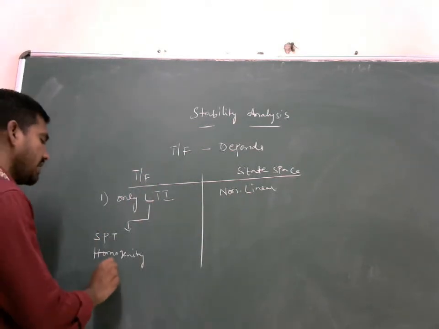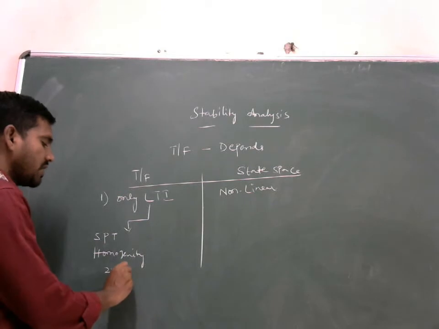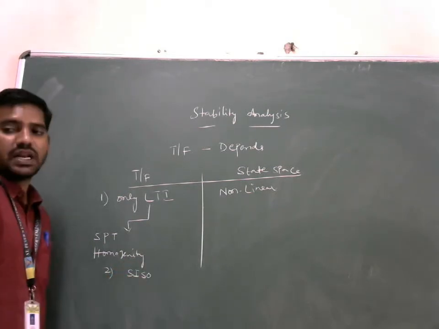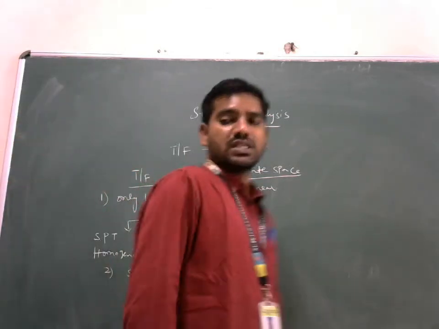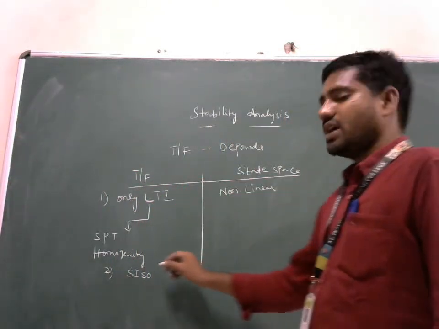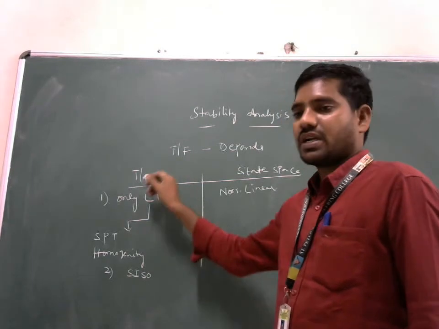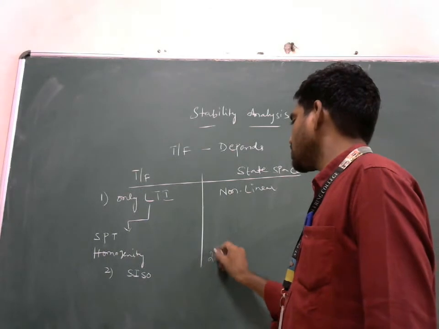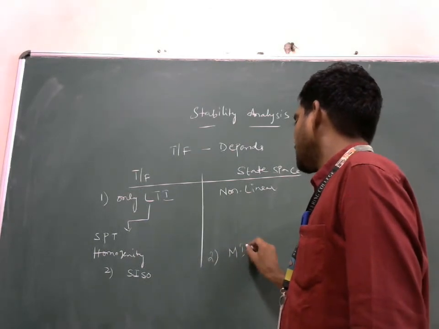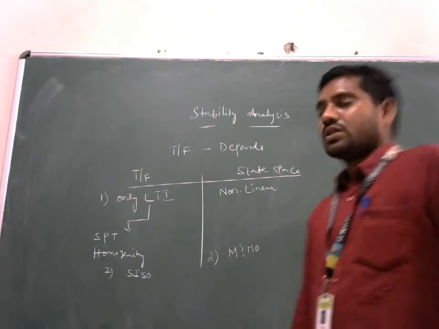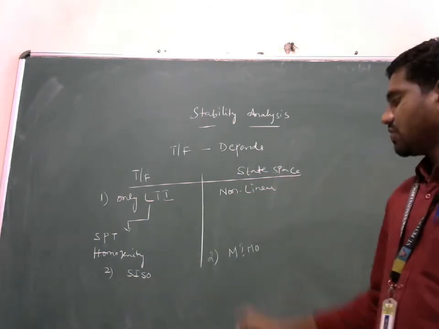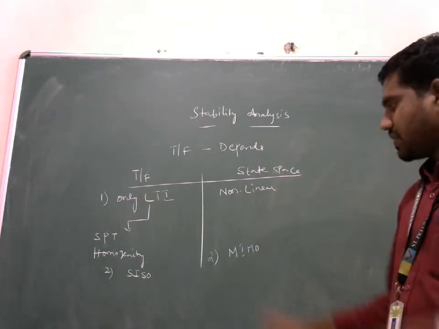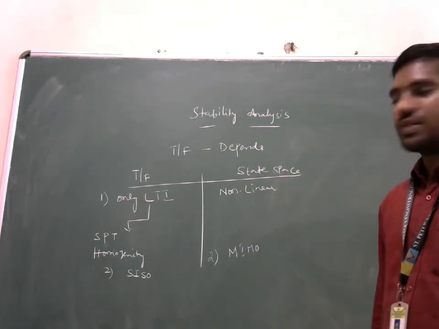The second point is that transfer function analysis is applicable only for single input, single output, SISO systems. For the system which has a single input and a single output, only for that particular type of system it is allowed. And the state space analysis we can use for multiple input as well as multiple output systems.